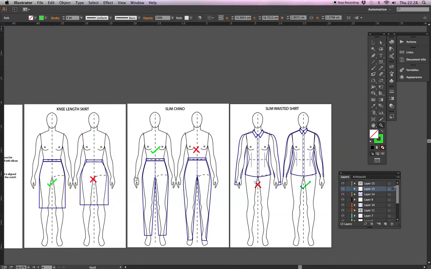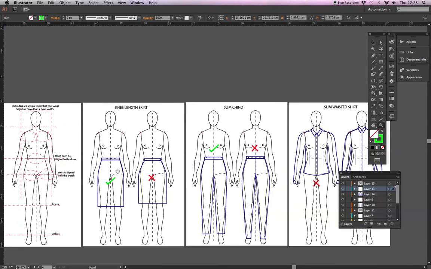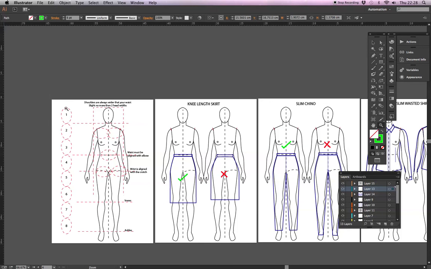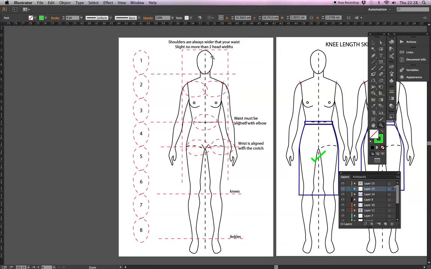So as you can see, common errors. Best thing to do really is just to get your head round the alignment of body parts. So again, elbow and your wrist. And then always remember that your shoulders are always going to be broader than your waist and your hip.